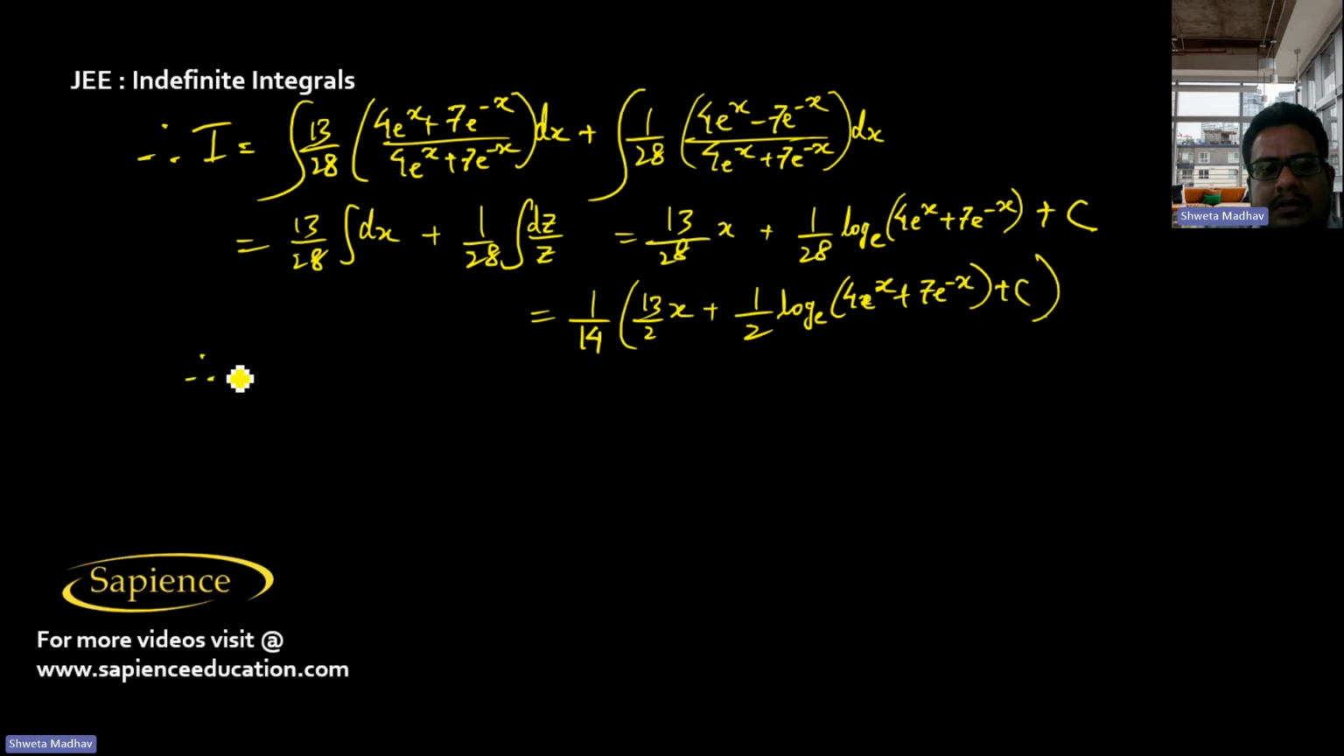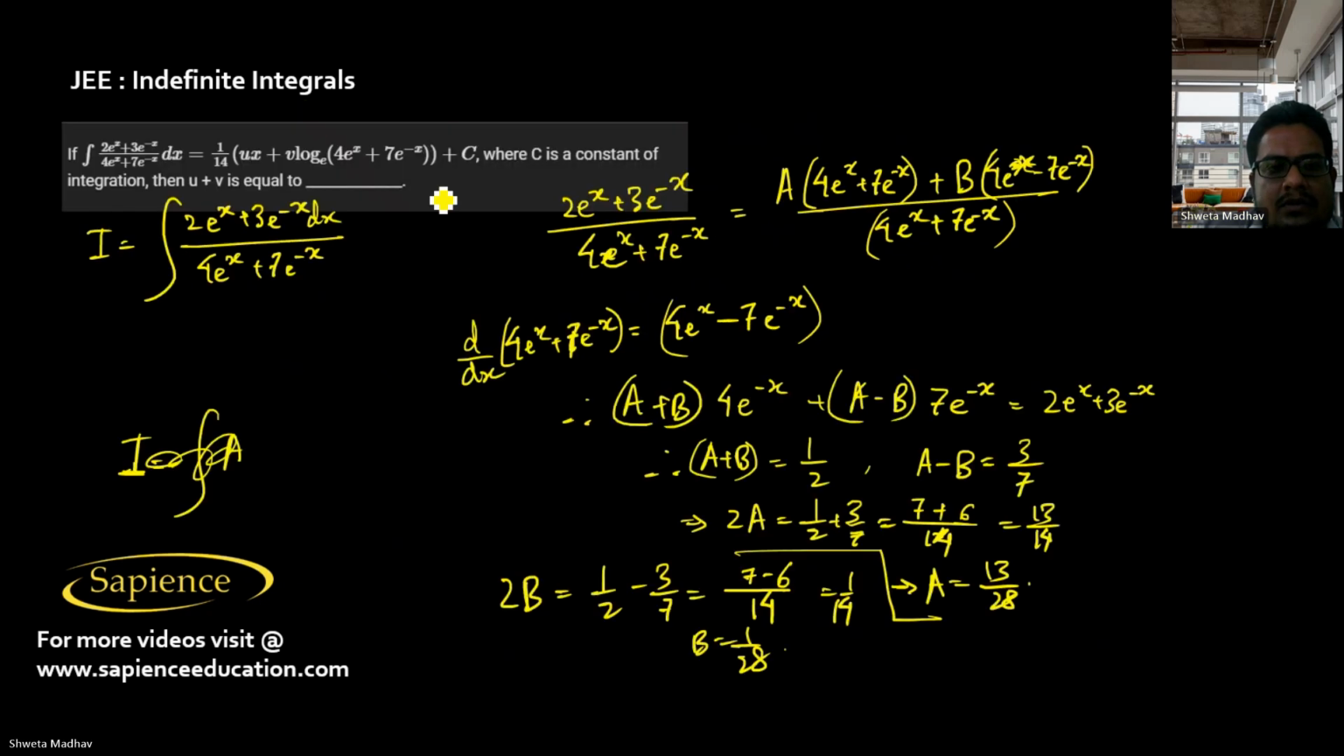So therefore, u equals 13 by 2 and v will be equal to 1 by 2. So therefore, u plus v would be equal to 13 by 2 plus 1 by 2, that is 14 by 2, that is 7. So 7 is the answer.